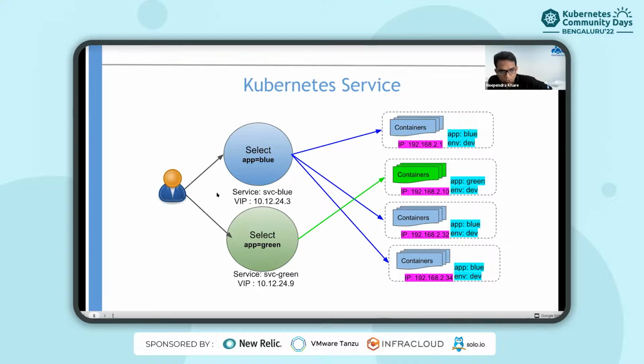So my user is no longer hitting the pods. It's hitting a group together. And when I hit the group, my traffic goes to the backend pods according to the labels and selectors I have. So here I have labels, here I have a selector.